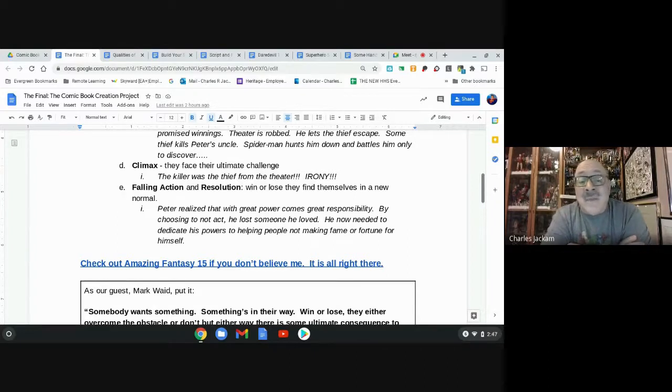Falling action and resolution. This is usually the part where the rest of the story gets tied up, where the hero learns their lesson. Win or lose, they find themselves in a new normal. Peter realized that with great power comes great responsibility. Moral of the story. By choosing not to act, he lost someone he loved. He now needs to dedicate his life to helping people and not making fame and fortune for himself. And if you don't believe me, check out Amazing Fantasy 15 at the link on this page.